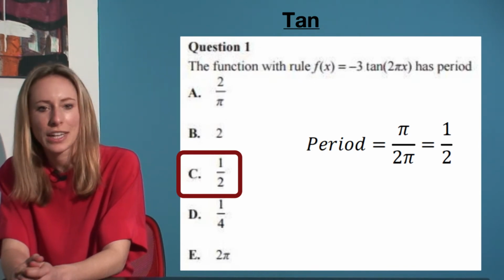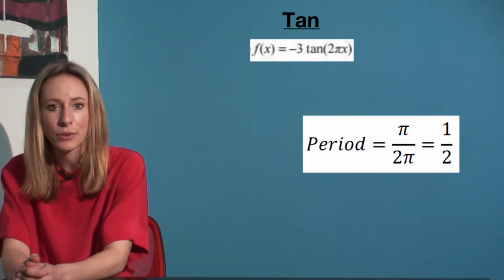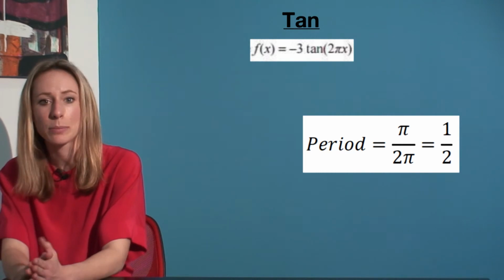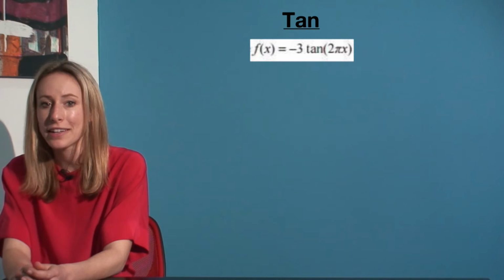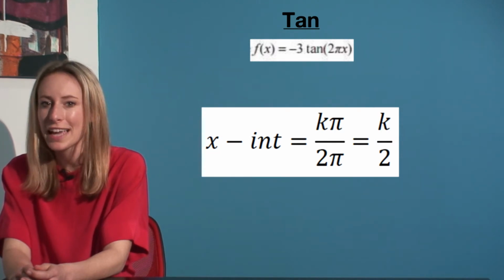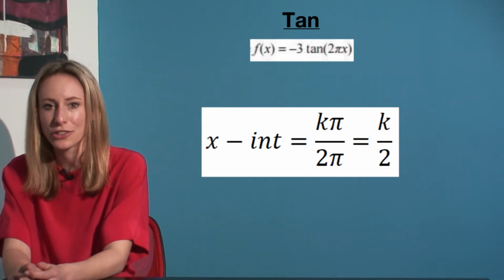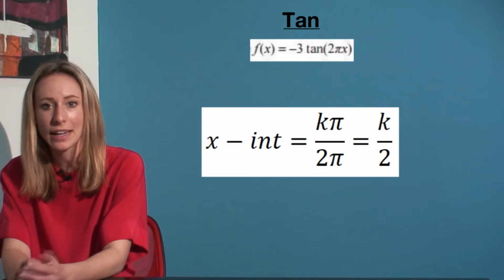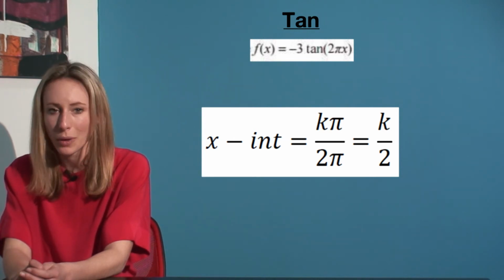Let's now take this function and see if we can sketch it. From the period, we can see that the function of negative 3 tan 2 pi x has been dilated by a factor of 1 over 2 pi from the y-axis. Therefore, to find our x-axis intercepts, we divide the tan theta x-axis intercepts by 2 pi, where k is any whole integer. For example, there will be an x-axis intercept at negative a half, 0, a half, 1, and so on.